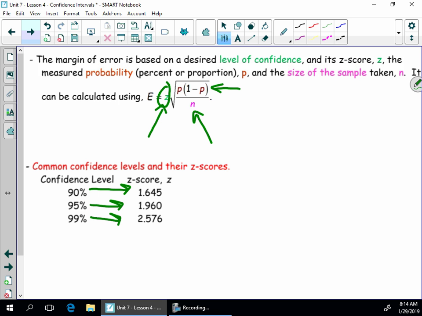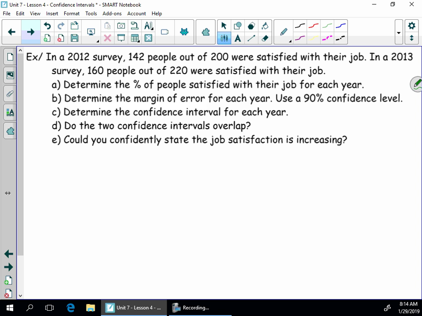So how does this work? Let's take a look at an example. So in 2012, we found that 142 people out of 200 were satisfied with the job. In 2013, new survey, talked to a few more people, 160 people are satisfied with their job now. Does that mean job satisfaction is going up? It's kind of the question we'd be asking ourselves. So let's look at part A. Determine the percent of people who are satisfied with their job for each year.